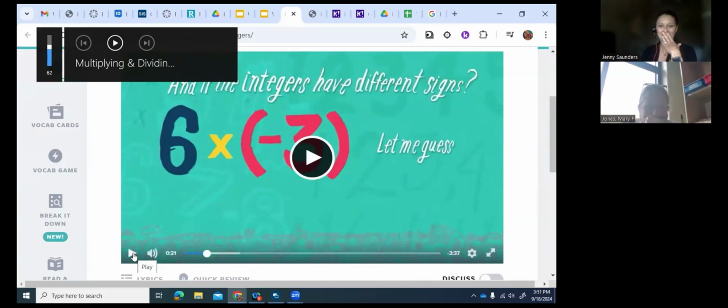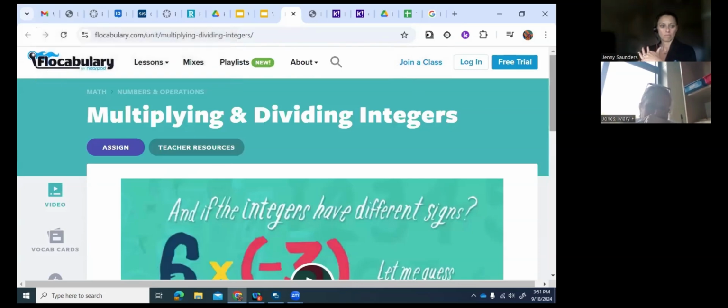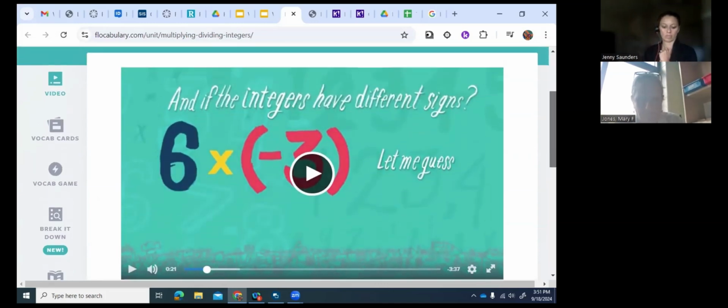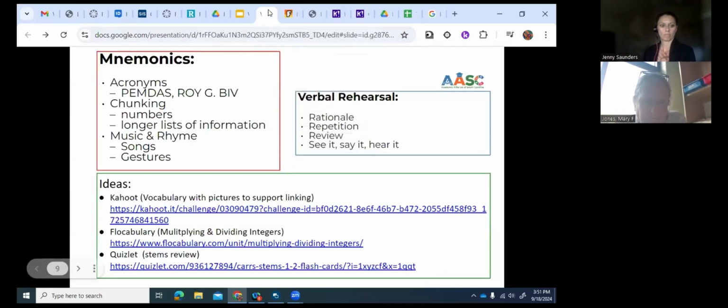It goes through the different rules. It also has different cards that they can do. They have little quizzes at the end. Again, I know at my school, this has been purchased and is free to all teachers to access through Clever. But again, there's reviews, there's lyrics, and then they break it down, and then there's a vocabulary game. So you can use these as well. Some of these are a little bit longer, but again, the kids seem to get into them, they enjoy them, and it's something different and fun.